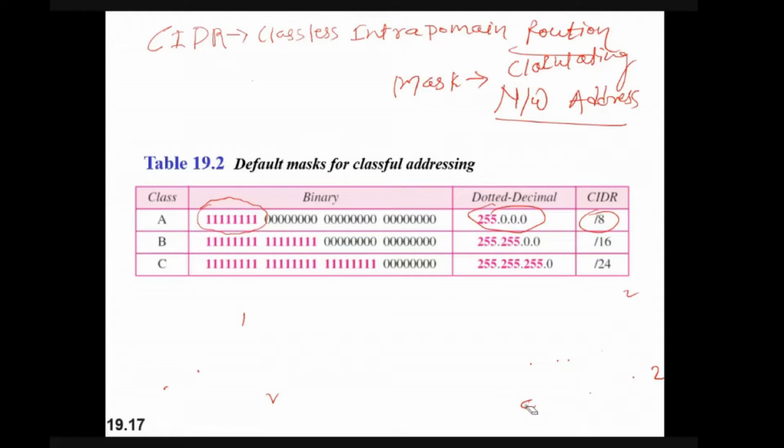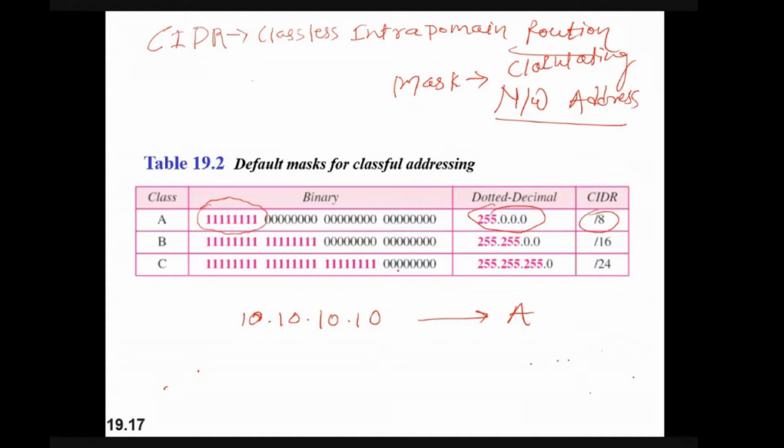Let me write some address of class A. Okay, let us write one of the addresses: 10.10.10.10. So you can tell this as a class A address because the first decimal, the starting decimal, is 10. So that's why this address is of class A.